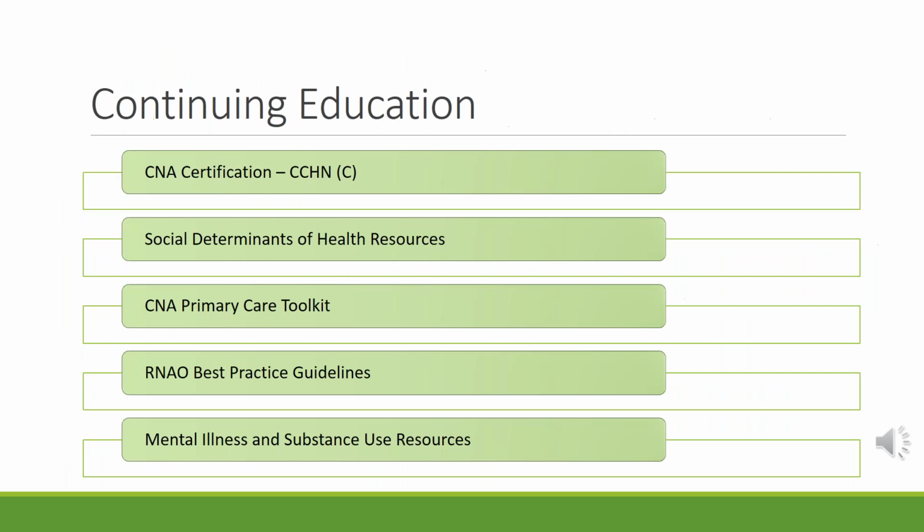So moving on to continuing education opportunities, we'll go through a list of opportunities that are relevant to both nursing students as well as new graduates. So some include CNA certification for community health nurses, a variety of resources on the social determinants of health and how to integrate it into your practice, CNA primary care toolkit, a brief overview of RNAO best practice guidelines, as well as resources when working with those who are living with mental health challenges or substance use.